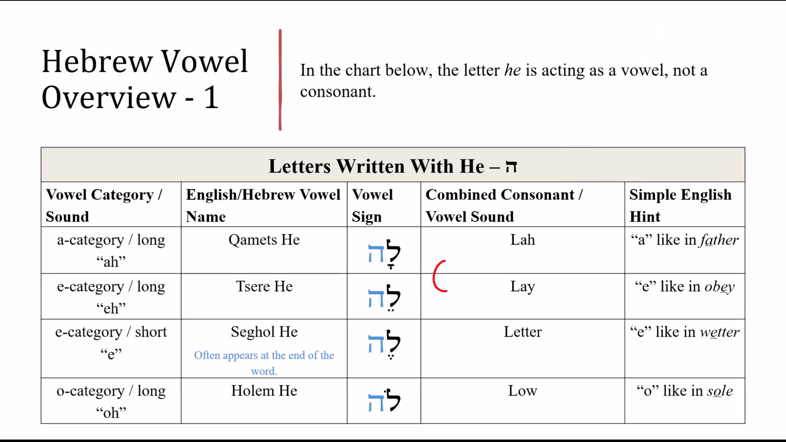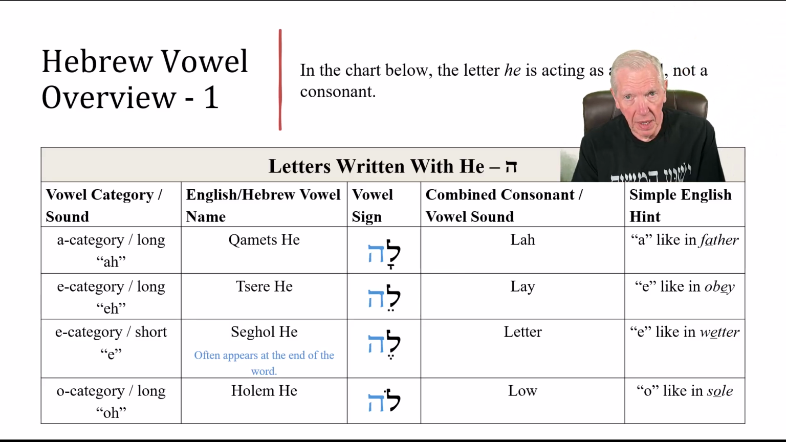And then we have an E-O category, which is the long O. It's called a holem. So again, you pick up that sound from the vowel itself. So if I say holem, it's a long O sound, like in low or like in soul.